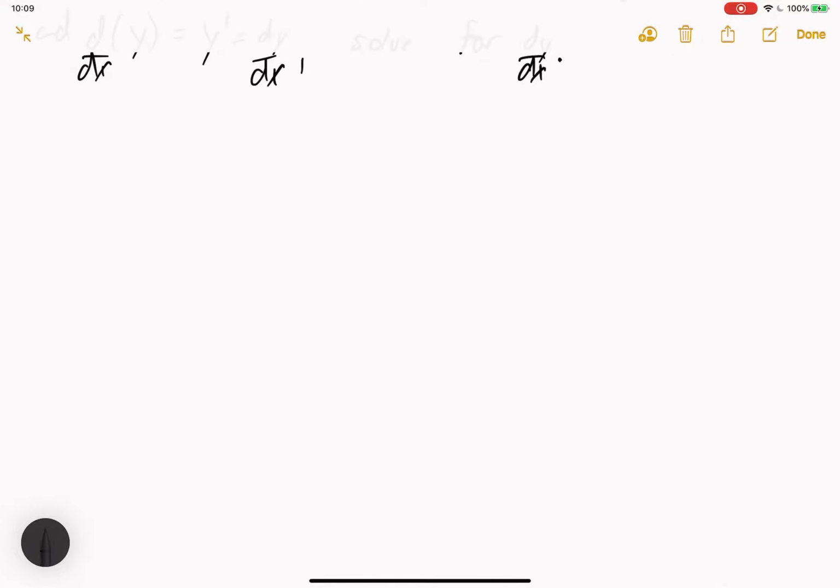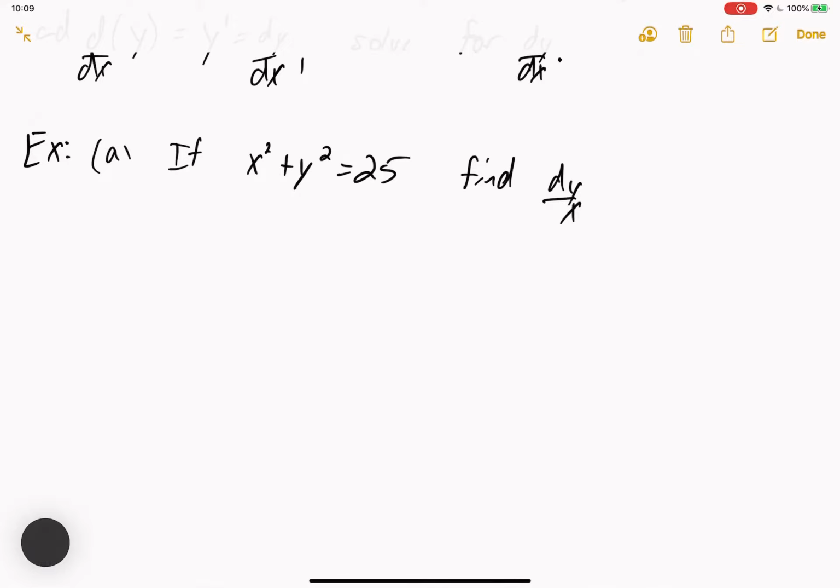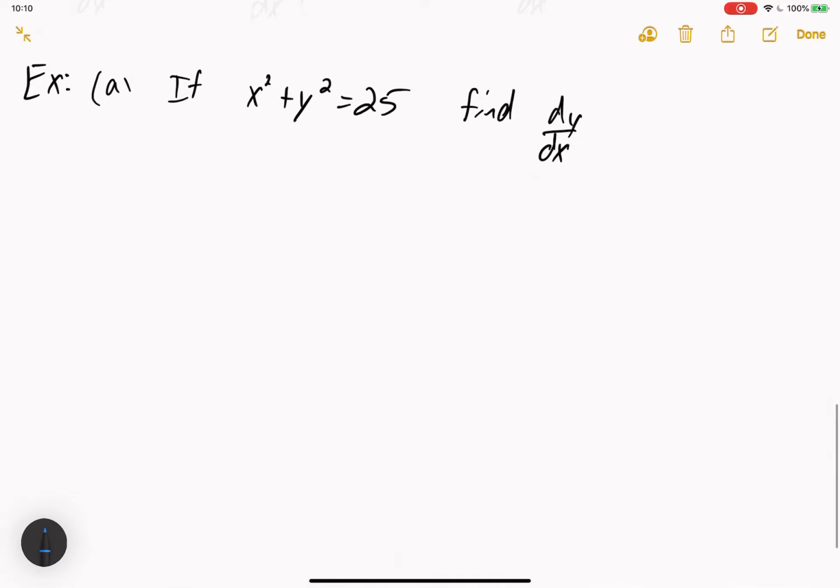So far I've just said a bunch of words. But let's do an example, as always. So the first example that we're going to do is, let's do A. If x squared plus y squared is equal to 25, we want to find dy dx. I'm going to use, I don't know, blue. I like blue.